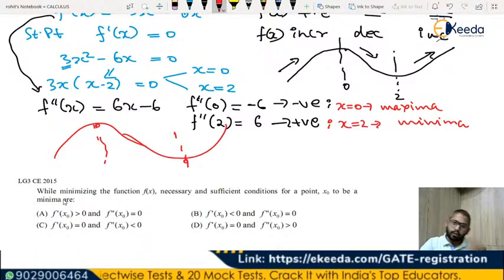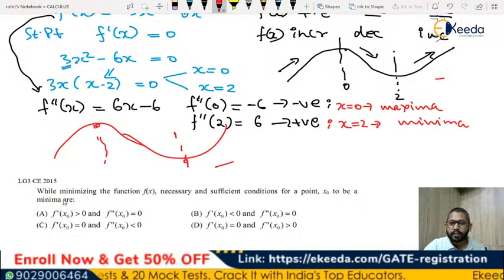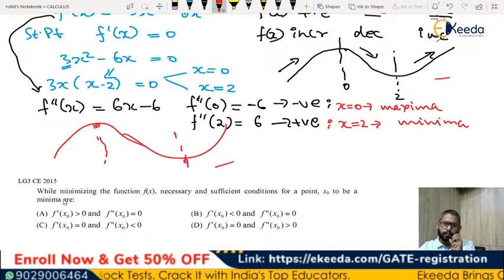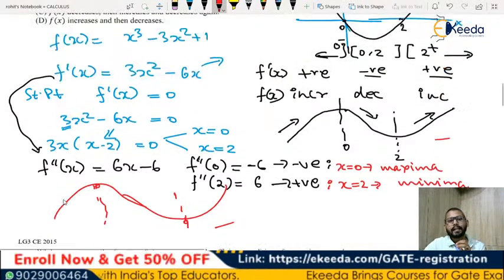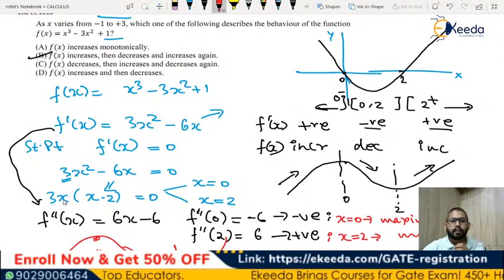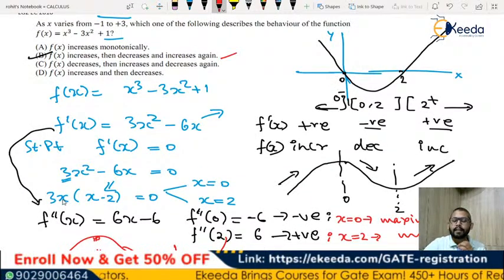So that also says the same thing. We are getting the same nature of the graph. We are talking about the nature of the graph, not exact points and values, right? So that says again that you will get the answer that it was increasing, then decreasing, and then increasing again.